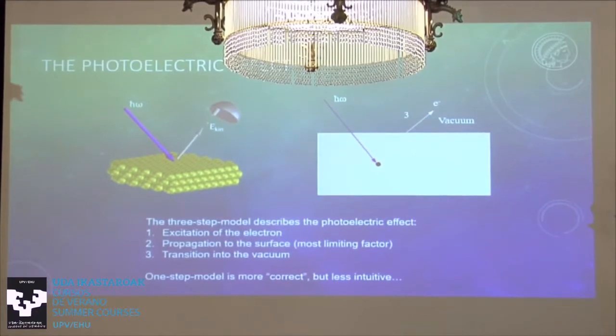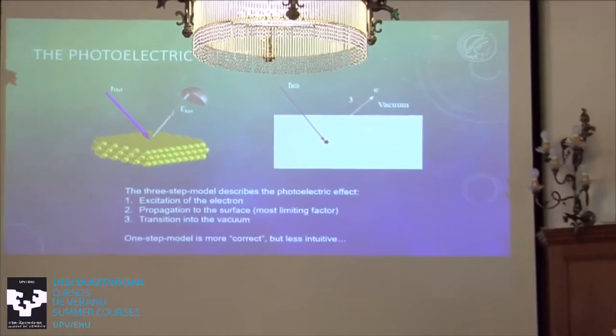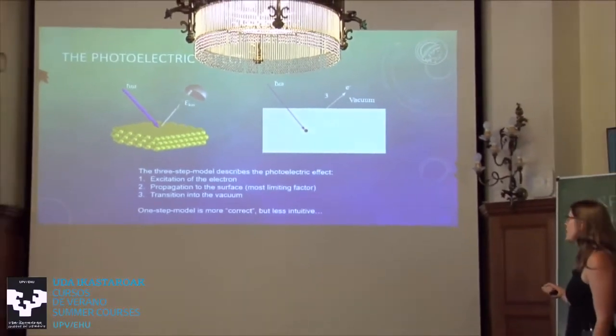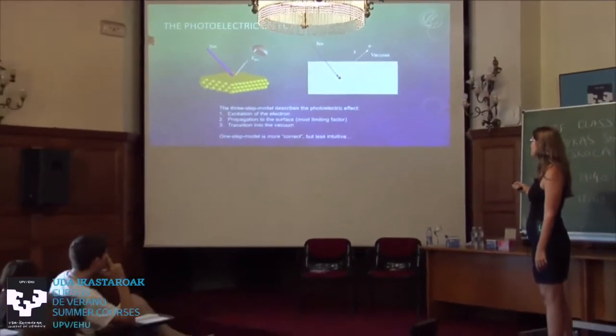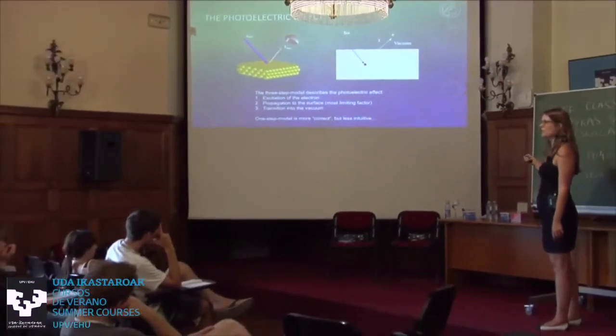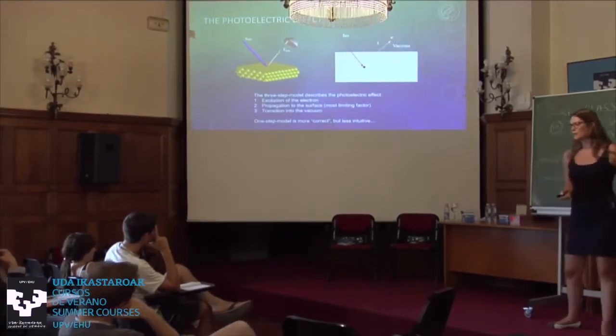And you can think about it in this three-step process, that at first your photon comes in, it kicks out an electron from its shell, then the electron somehow has to travel to the surface of the material and then leave it towards a vacuum. And actually, this is often the most critical step, that the electron just does something within the crystal and doesn't get out.